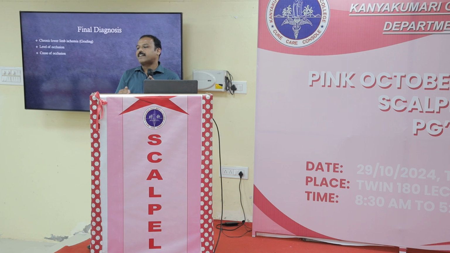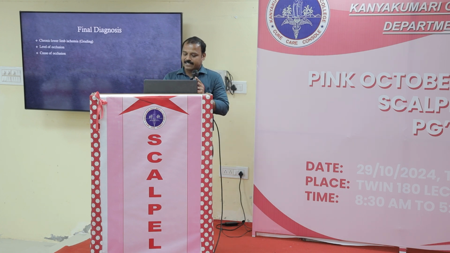Then if the lower popliteal or tibial artery is occluded, either the anterior tibial or posterior tibial pulse will be absent, or both may be absent. Right? This is the way you locate the lesion.